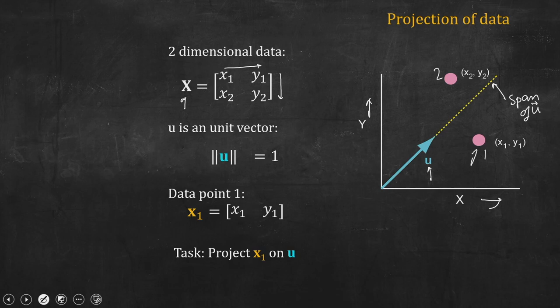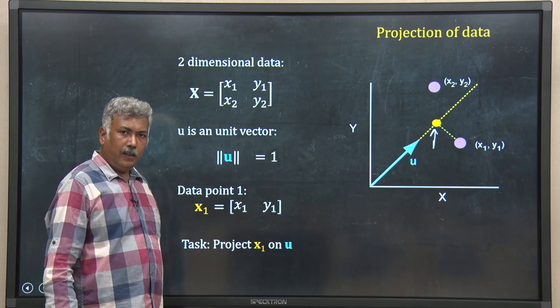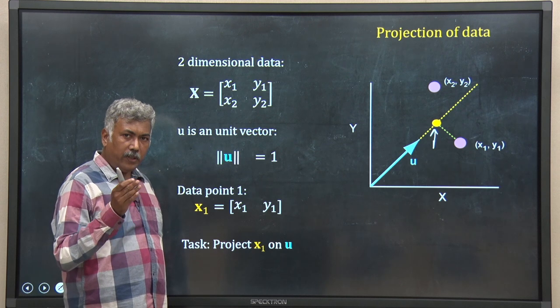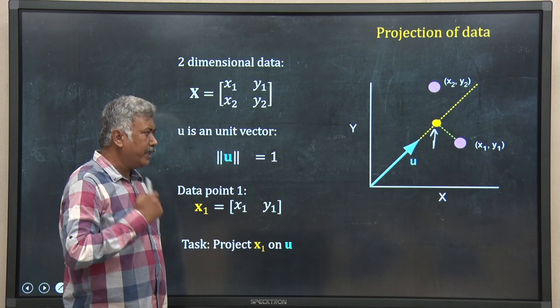To do that, let me explain with the first data point, this one, which is X1 and Y1. That means, I want to get a projected data, this yellow point, on the span of vector U. How can I get that? I want to project this data point 1 on this vector U, unit vector U. How can I get that?